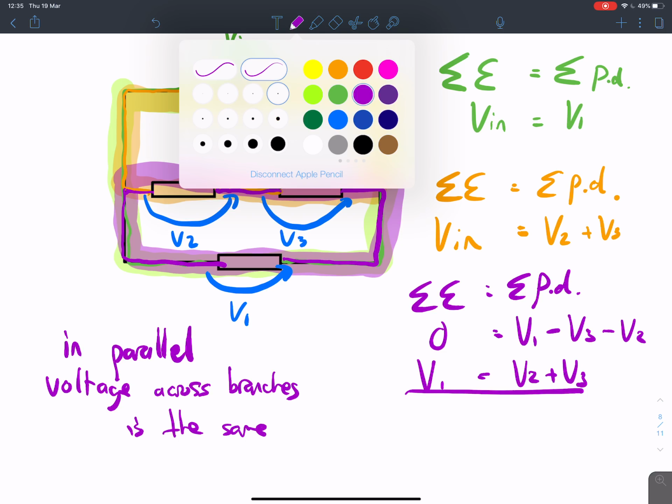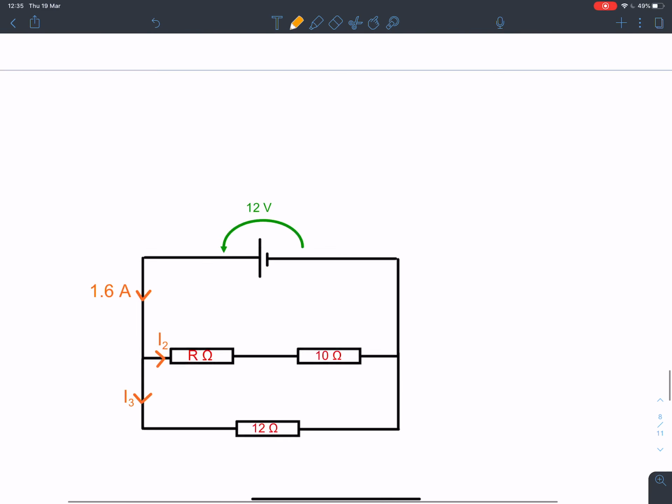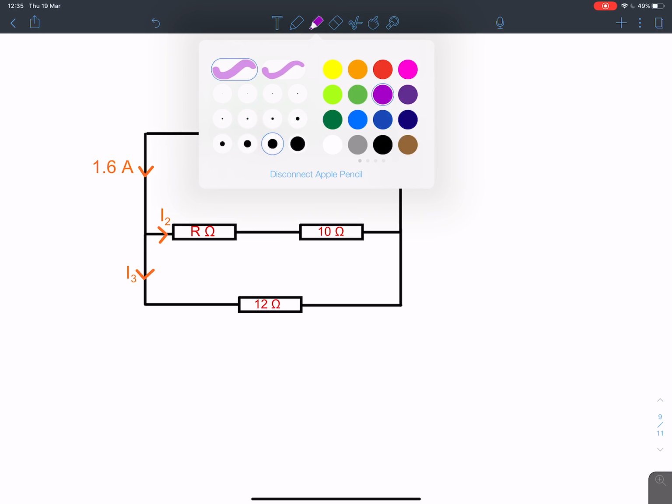So the two branches in my parallel circuit, this branch and this branch, have the same total voltage across them. So let's put some numbers to this and see if we can actually work this out. Looking at this circuit, I've got a parallel circuit with a few unknowns in it. So we're using Kirchhoff's voltage law.